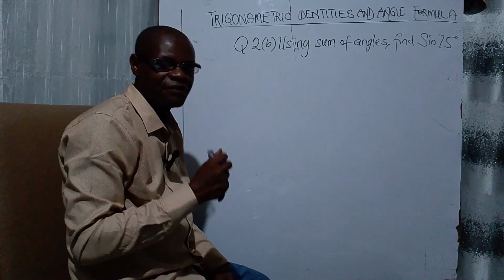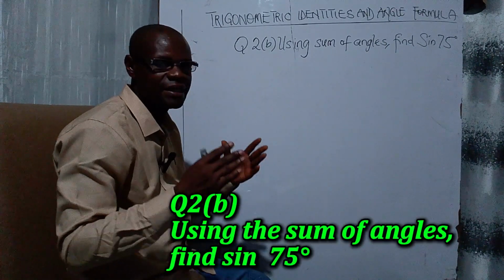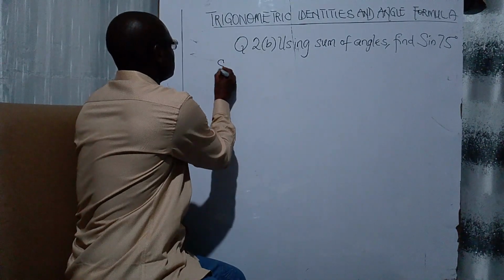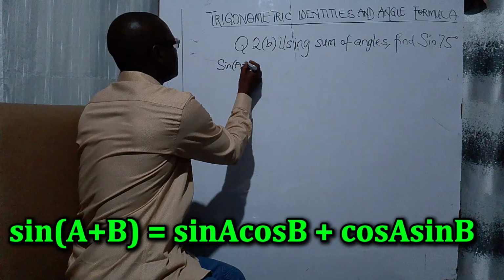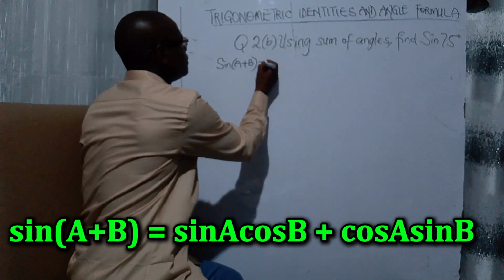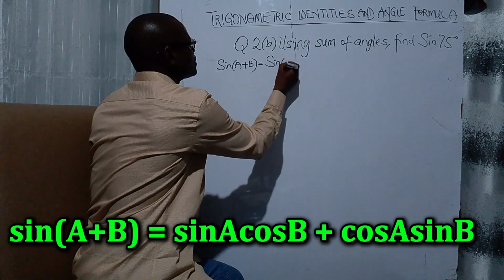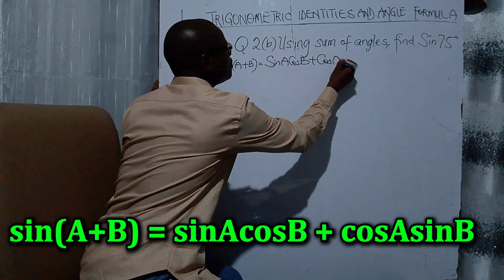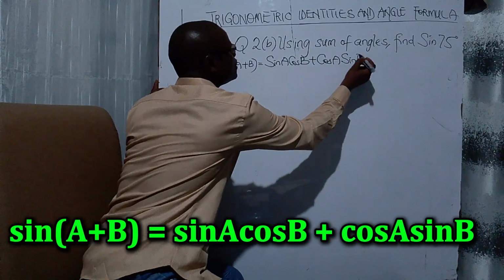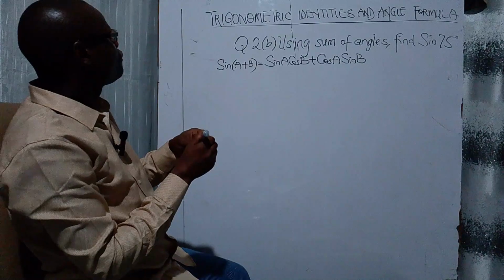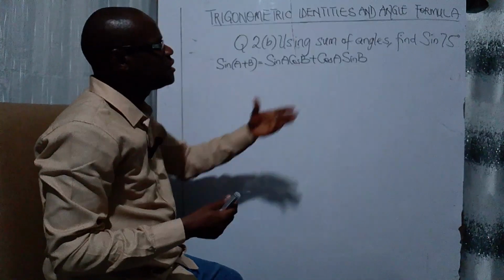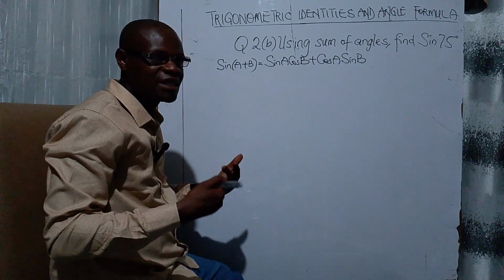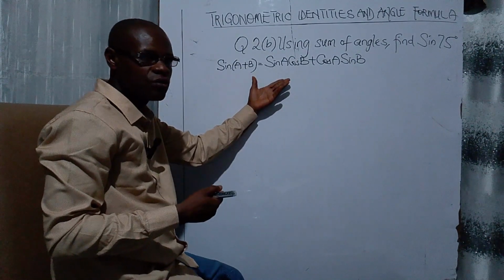Now let's find the exact value of sine 75 using the sum of angles formula. Now we can easily recall that sine A plus B is equal to sine A cos B plus cos A sine B. So following this pattern, we can now decide to split 75 degrees into two special angles. So that makes it easier for us to have an expansion of something like this.